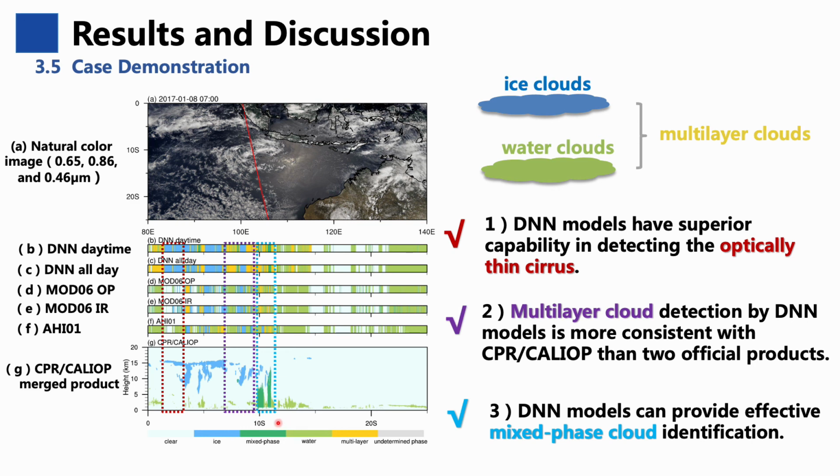Mixed phase clouds also show in the case, in the region detected by the CPR CALIPSO measures. The DNN model correctly identifies these mixed phase clouds, which, however, are misidentified as multi-layer clouds by the MODIS and AHI products.